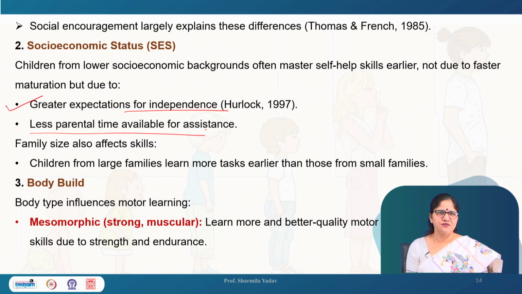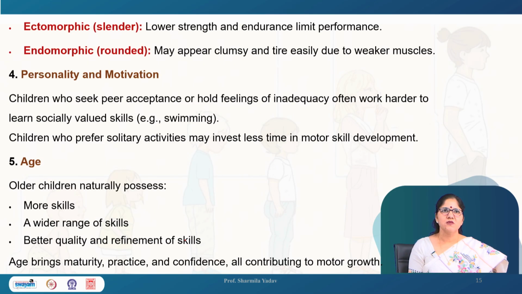And the third factor for individual differences or variations is body build of the child. Body type influences motor learning. Mesomorphic, that is a strong and muscular body type, they learn more and better quality motor skills due to strength and endurance. Ectomorphic, that is slender body type, their lower strength and endurance limit performance. And in endomorphic, rounded body type, they may appear clumsy and they tire easily due to weaker muscles.